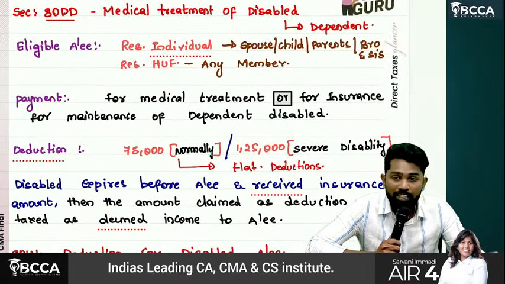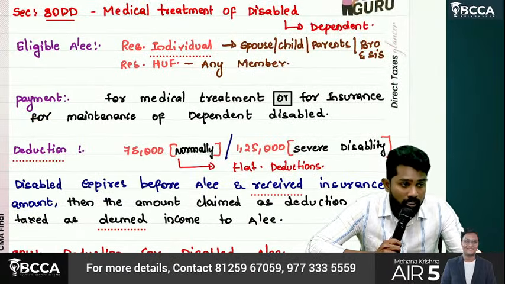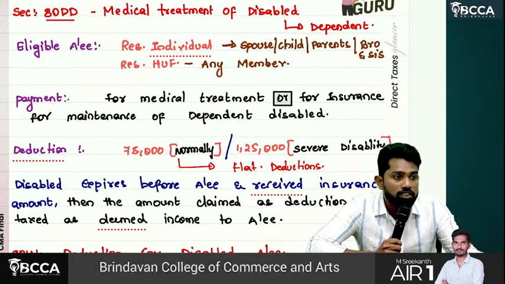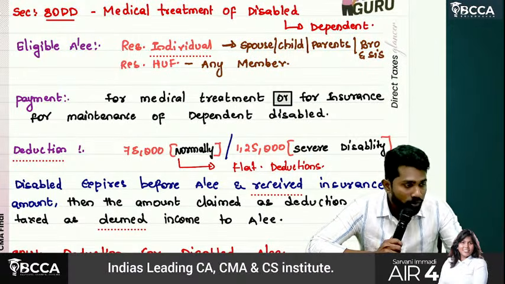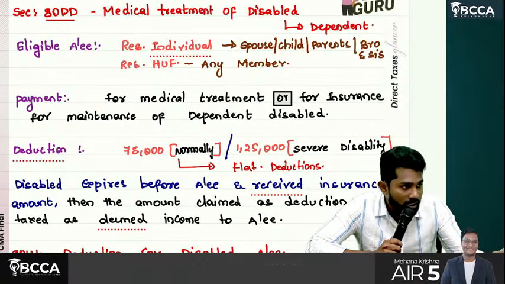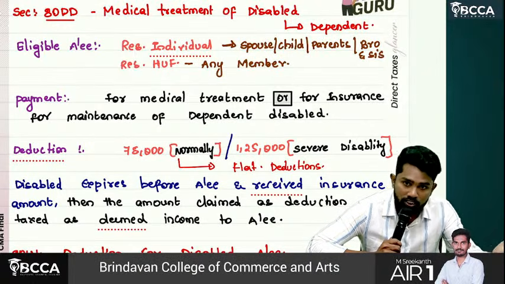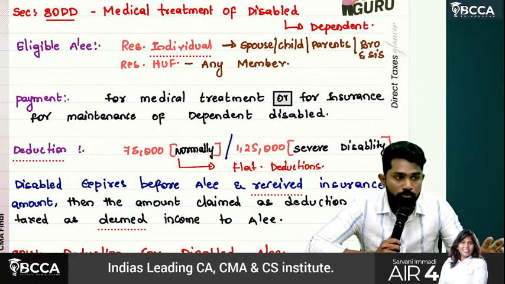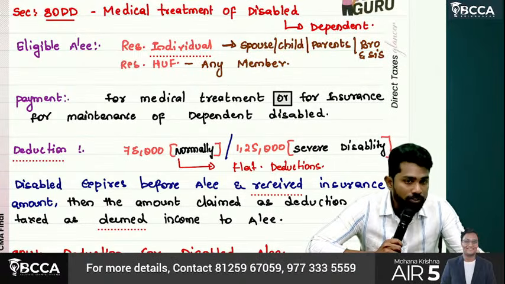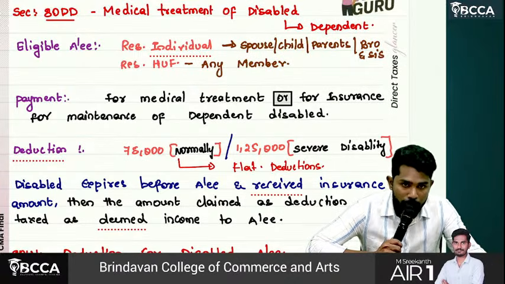Then 80DD, medical treatment of disabled, where the disabled person is a dependent. If the assessee himself is disabled, then 80U. Okay, so who are called dependents here? For an individual: spouse, children, parents, brothers and sisters. For HUF: any other member. So the payment may be for medical treatment or even for paying insurance premium for the maintenance of the disabled dependent.